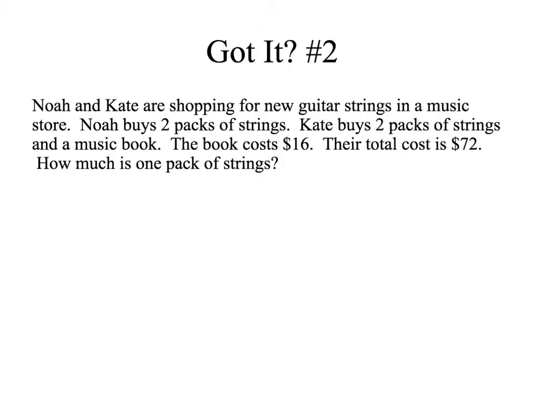Okay, I got it too. So it says Noah and Kate are shopping for new guitar strings in a music store. Noah buys 2 packs of strings. Kate buys two packs of strings and a music book. So again, we have different things here. We have strings and we have a music book. But it tells you how much the book costs. The book is $16. Their total was $72. How much is 1 pack of strings? So let's say P stands for pack of strings. And again, the total was $72.